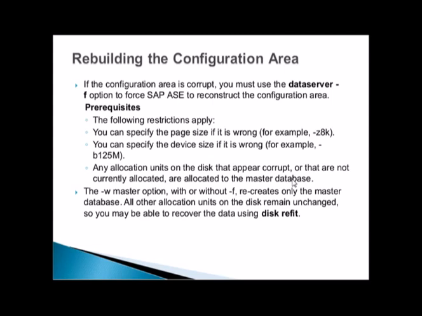Any allocation unit on the disk that appears corrupt or that is not currently allocated is allocated to the master database. So the -w master option, with or without -f, recreates only the master database. All other allocation units on the disk remain unchanged, so you may be able to recover the data using disk refit. This is a very good command, disk refit.